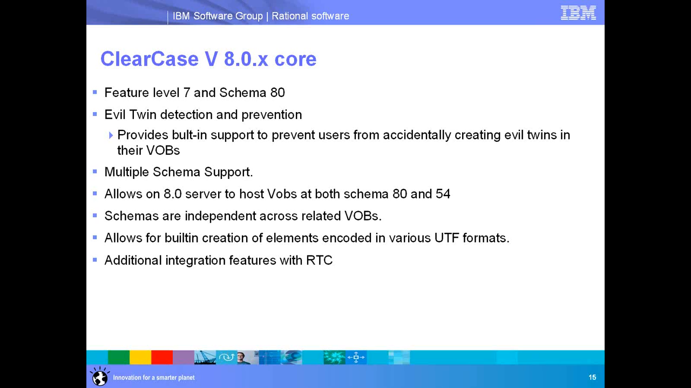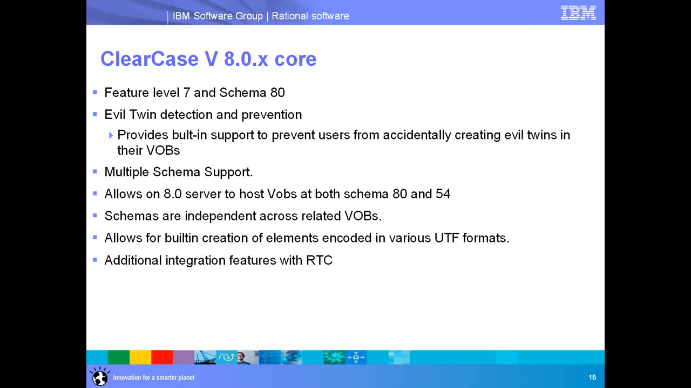So till now we discussed CTE, CCRC WAN server, and the CLI. So coming to the core of ClearCase and pertaining to the thick client, what are the major changes and improvements? One is definitely the schema version and the feature level. So in 8.0 we have schema 80 and the feature levels that are available are 7 and 8. Feature level 8 is available from 8.0.1 onwards.